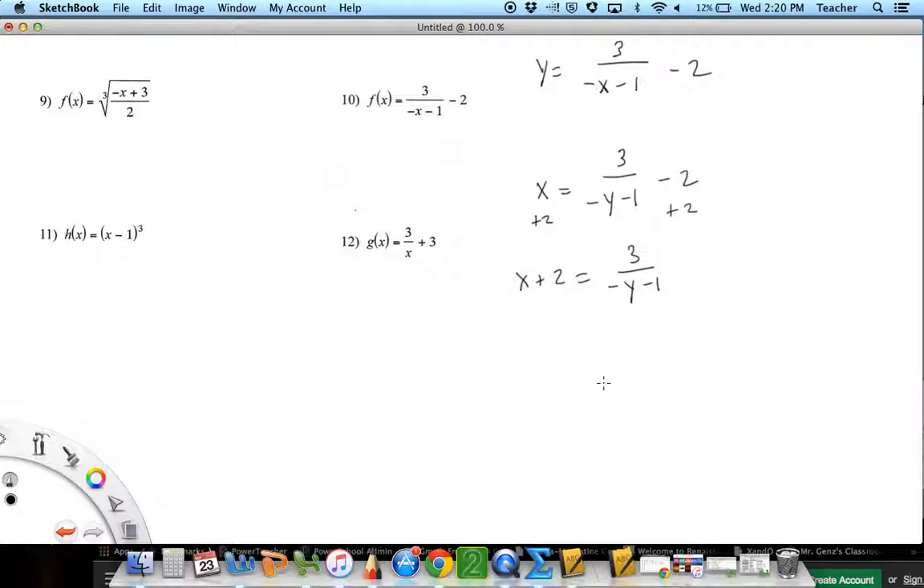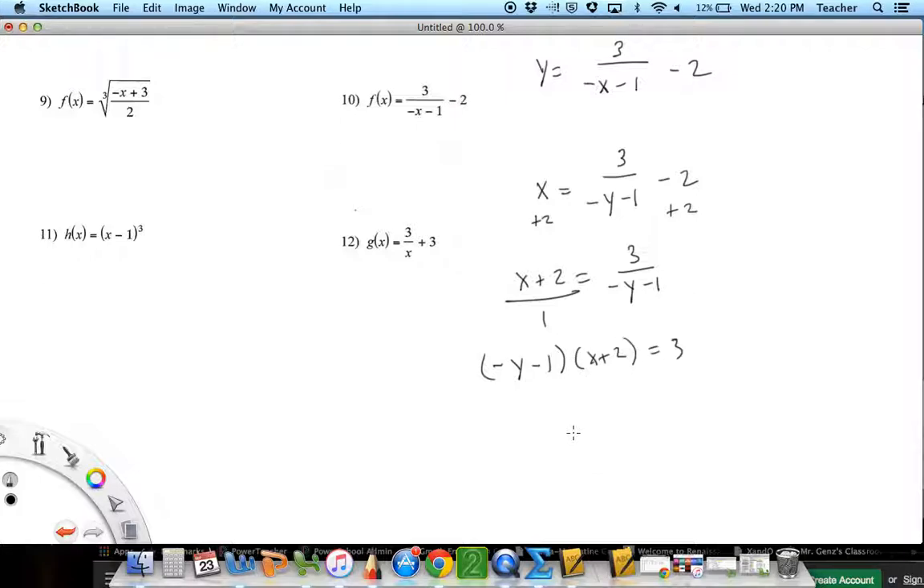And now I'm kind of stuck in a pickle here. How am I going to get that y out of the bottom? Gosh darn it, I'm not sure how to do this. But let's say, for example, I look at this and say, well, it's a proportion, so I'm going to multiply both sides. I'm trying things, just seeing if it'll work. So what I did is I multiplied across, or I took both sides times negative y minus 1, and this is what I end up with: x plus 2 times negative y minus 1 equals 3.